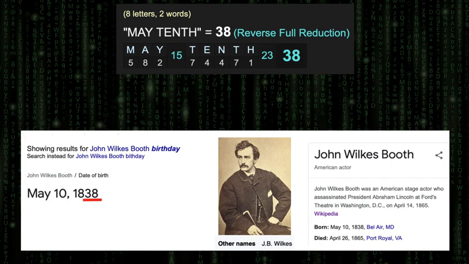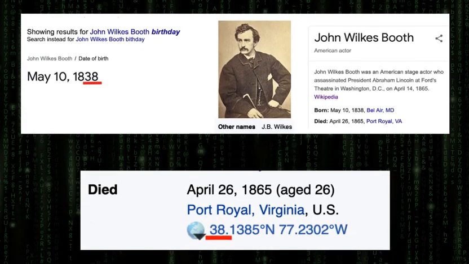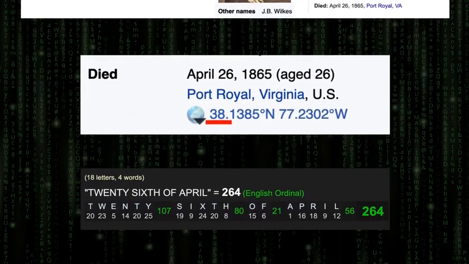So that same date, May 10th, that when spelled out sums to 38 in Gematria, is the birthday of John Wilkes Booth, who was born in the year 38, which is 1838. So you see here, he's born into the code. John Wilkes Booth died in Port Royal, Virginia, which is on the 38th parallel north. So this happens through to his death.